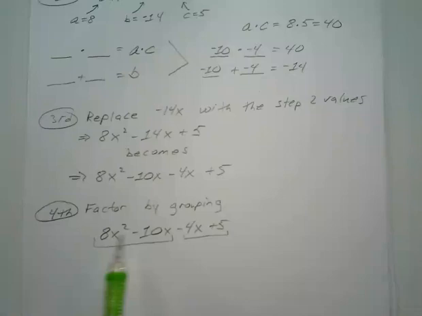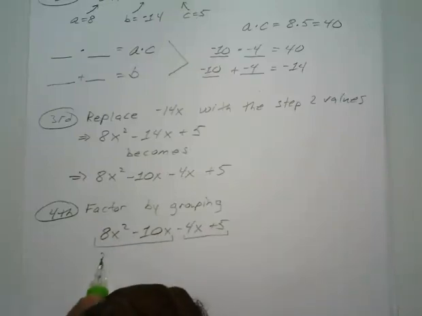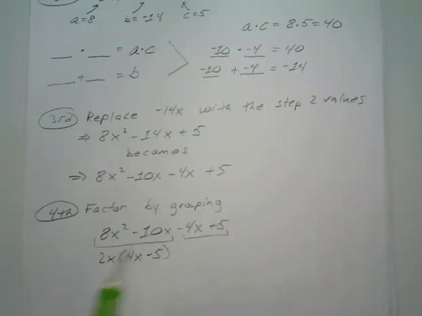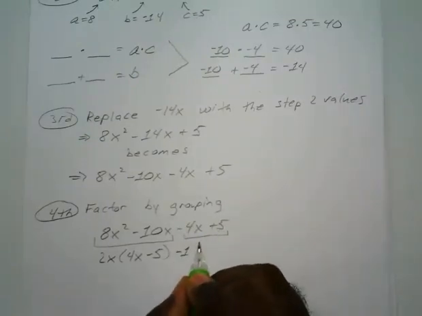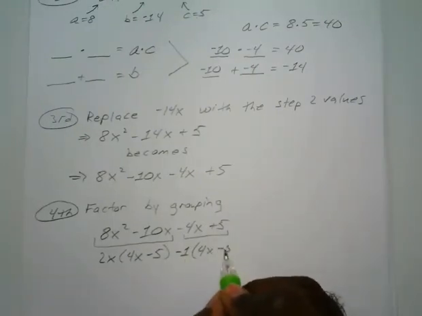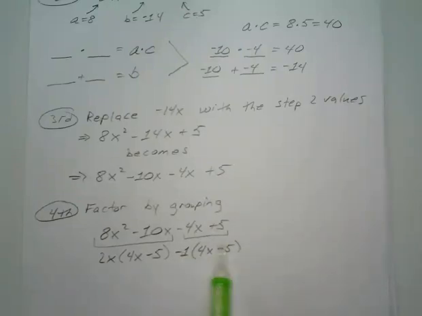Then our second step is we're going to find the greatest common factor from each of those 2 subgroups. From these 2 terms, we can factor out a 2x, which leaves us with 4x minus 5. And if you use the distributive property, you'll end up right back with 8x squared minus 10x. These 2 don't have anything in common, but you can factor out a negative 1, which will leave us with 4x minus 5. If you distribute, you'll see that you end up right back here.